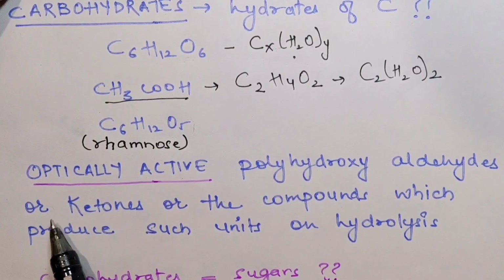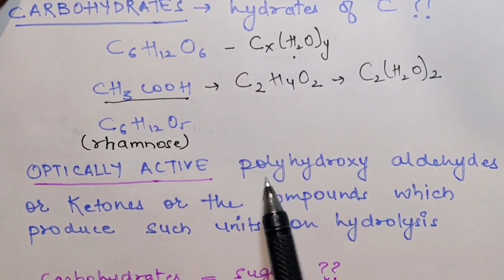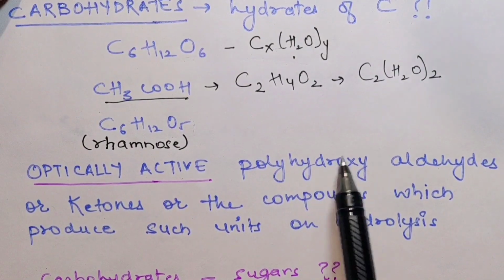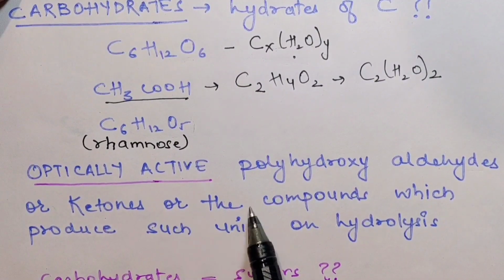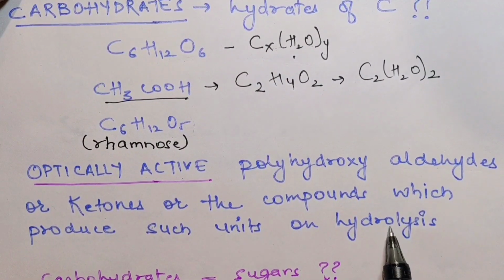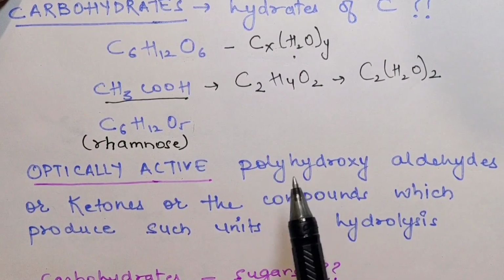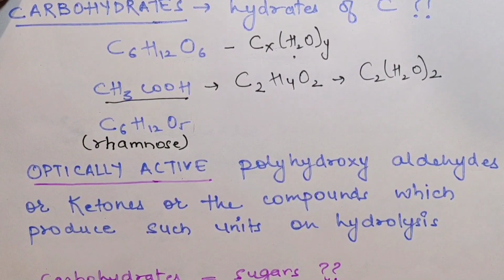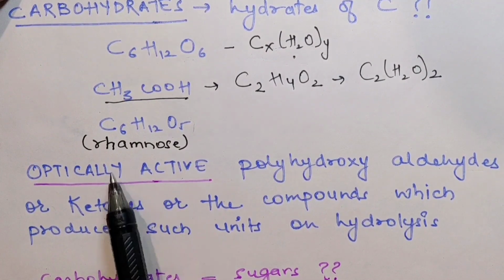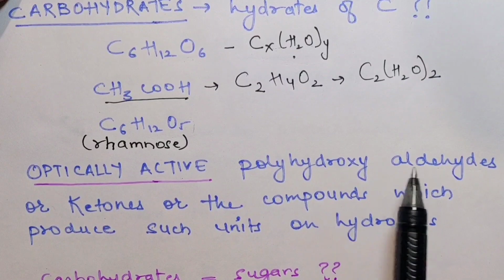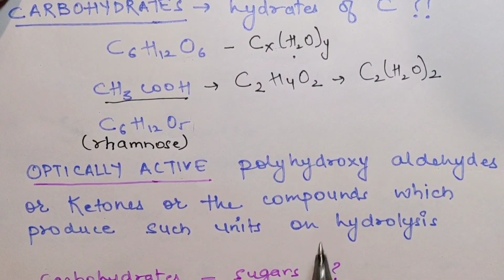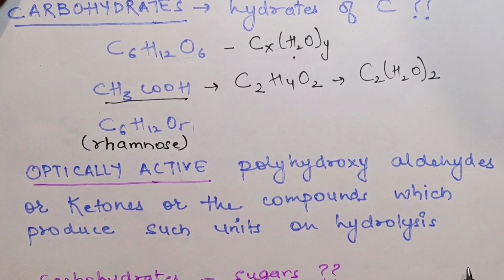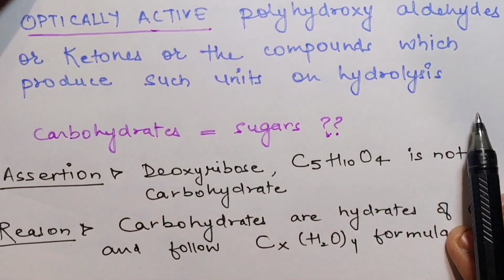Polyhydroxy aldehydes or ketones. That means they have many hydroxy groups, and the main functional group is either aldehyde or ketone. Or the compounds which produce such units on hydrolysis. That means even the polymers of polyhydroxy aldehydes or ketones can be termed as carbohydrates. So, key points of this definition: they have to be optically active, polyhydroxy aldehydes or ketones, or the compounds which give these units upon hydrolysis. That's your definition.